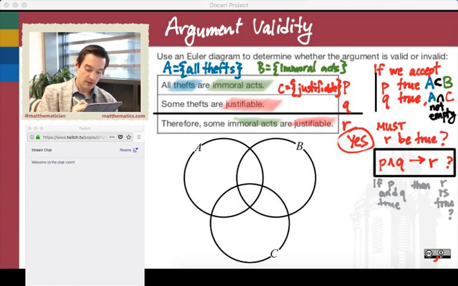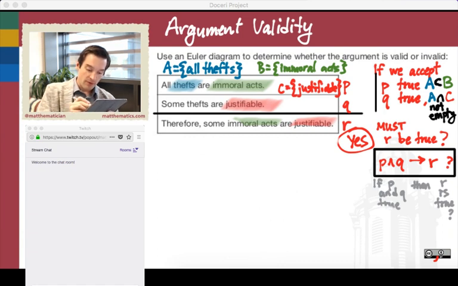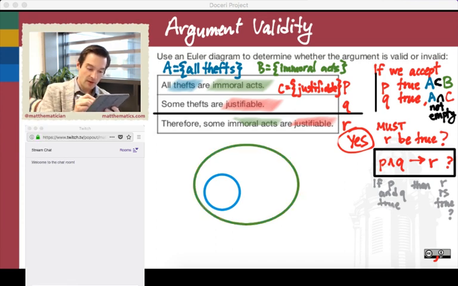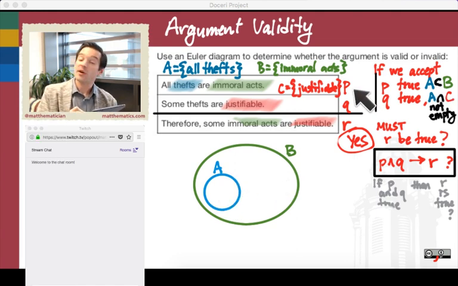Sorry, I gotta clear up my canvas here. So how this will usually look, and you may find that this is more straightforward, is I'm going to start by taking premise P, all thefts are immoral acts, and I'm going to draw it using 2 suggestively placed circles. What I mean by suggestively placed is that here is my set of thefts, here is my set of immoral acts. And I've drawn it in such a way as to show that everything in A also belongs to B. Right? A is within B. A is a subset of B. That was the content of premise P.